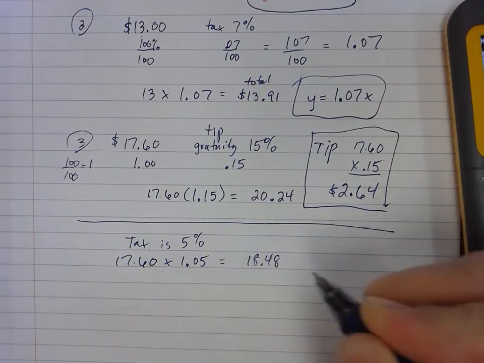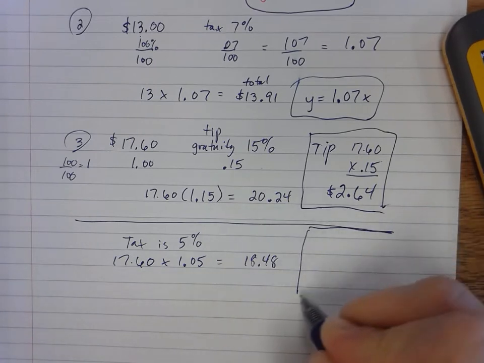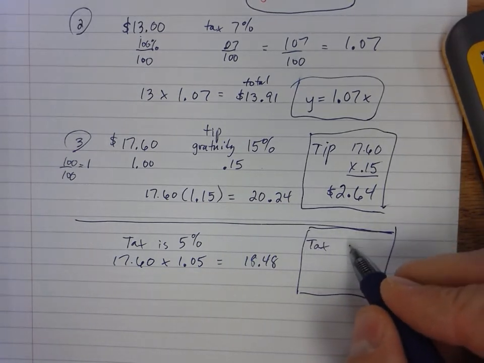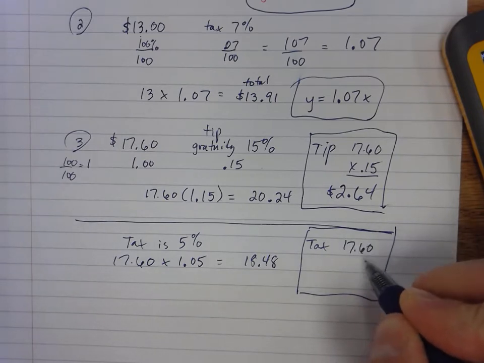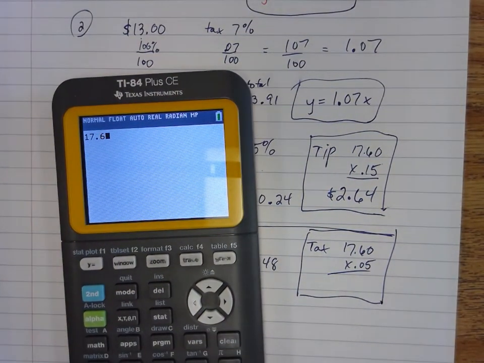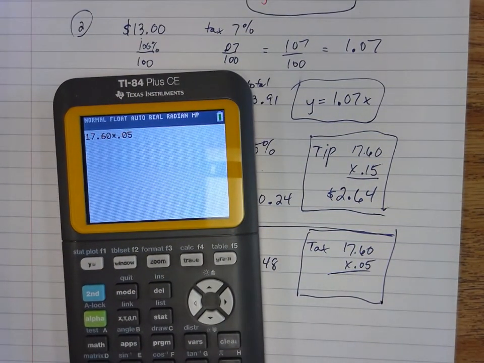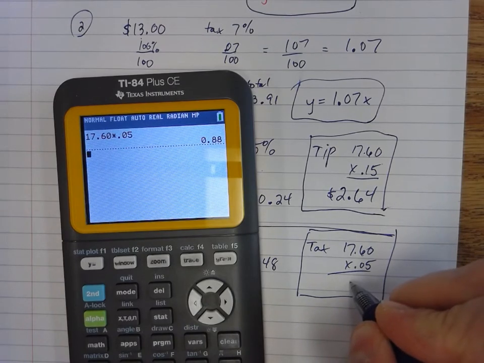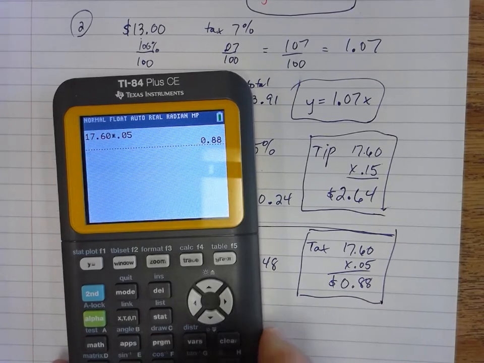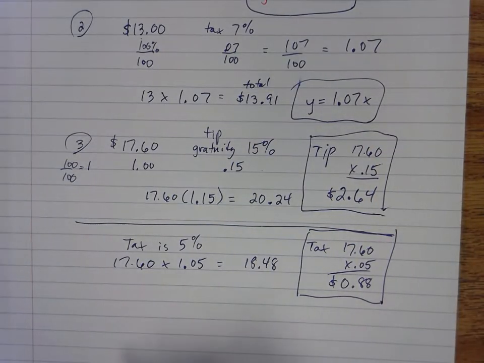Let's just find the tax alone over here by itself. So now we're going to find out what it is just by itself. 1760 times 0.05. That means they're paying 88 cents in tax.